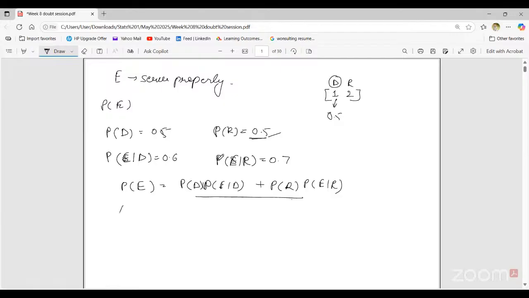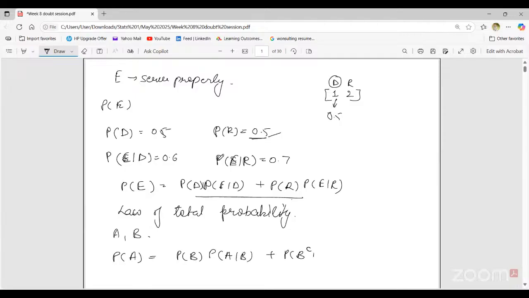This is the law of total probability. Do you know what the law of total probability is? Let's suppose I have two events, A and B. Then the probability of A will be the probability of B into the probability of A given B, plus the probability of B complement into the probability of A given B complement, right? So basically my probability of A is the weighted average of the conditional probability of A given B plus the weighted average of the conditional probability of A given B complement.